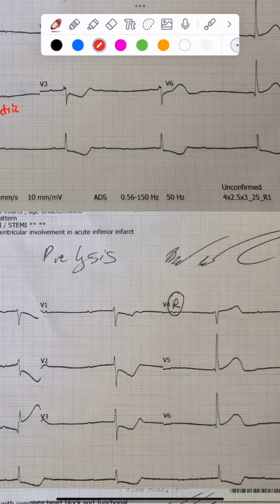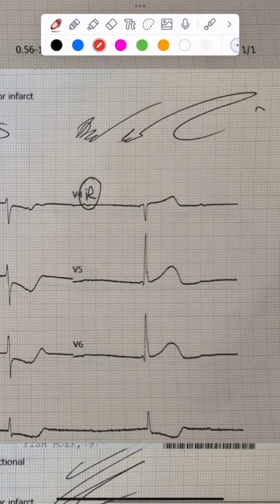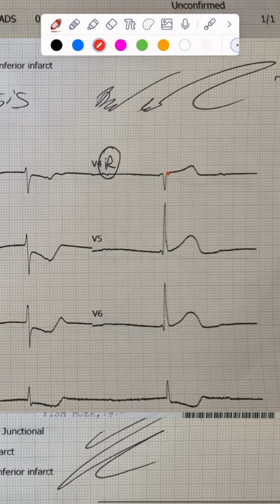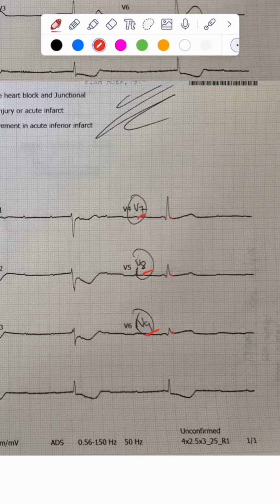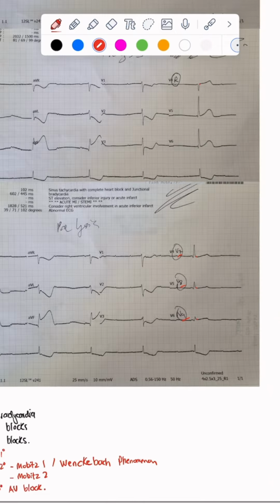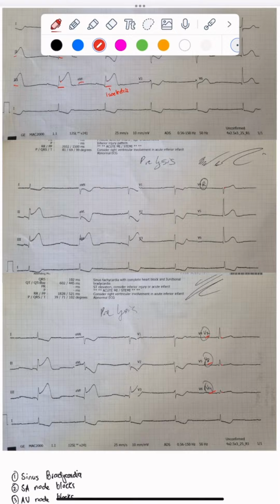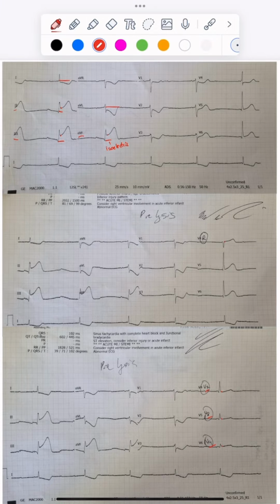Then we can look at our V4R, and we're going to look for ST elevation at the J point, which we actually don't have. Next, we look at our posterior leads, which are V7, V8, and V9, and we're going to try and assess for ST elevation at the J point, and we can see that there is no posterior MI. So to put it all together, this over here is an isolated inferior MI with reciprocal ST depression in your high lateral leads.